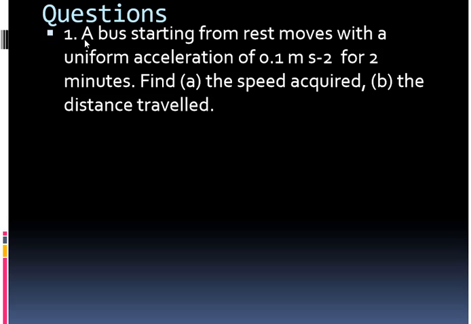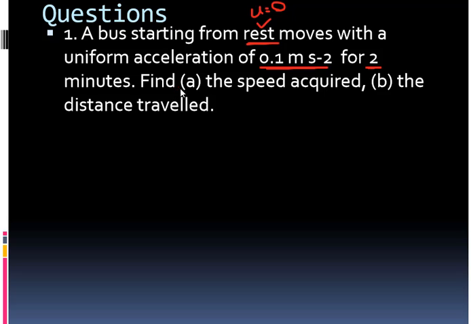The first one is a bus starting from rest. The bus had started its motion from rest position. That means the initial velocity u here is equal to 0. It moves with a uniform acceleration of 0.1 meter per second square for 2 minutes. This is the value of uniform acceleration, and this is the time.